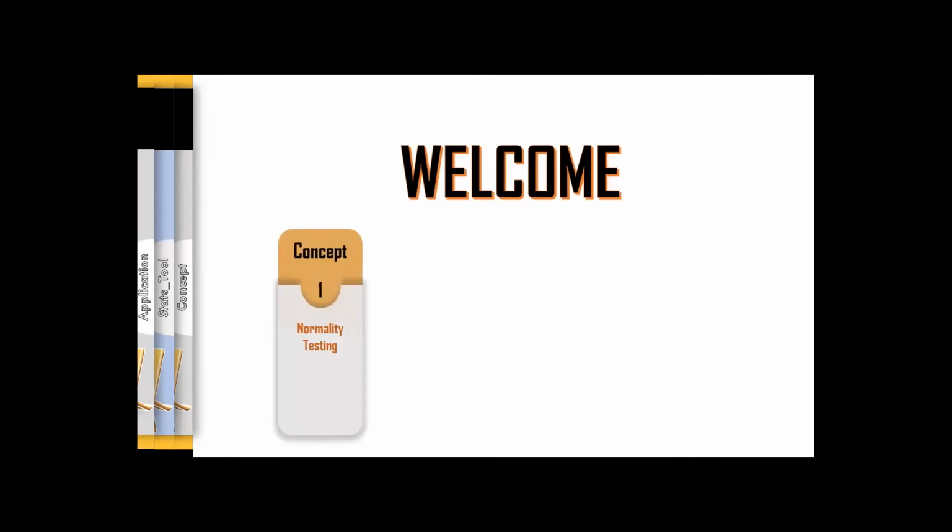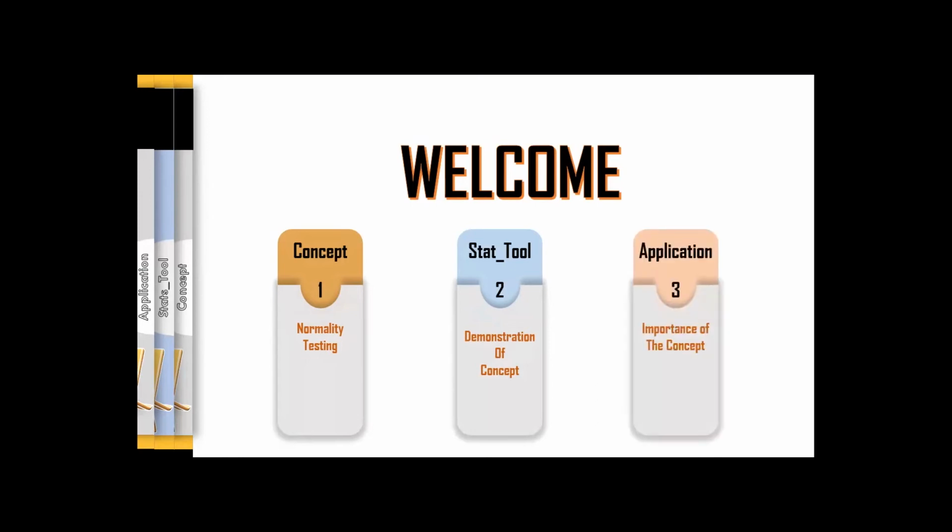Our concept for today is normality testing. We will together demonstrate how to do this test using three statistical tools: JASP, SPSS, and GraphPad Prism. And as we go through the process, we will also discern the importance of normality testing in statistical analysis and, by extension, research in general.